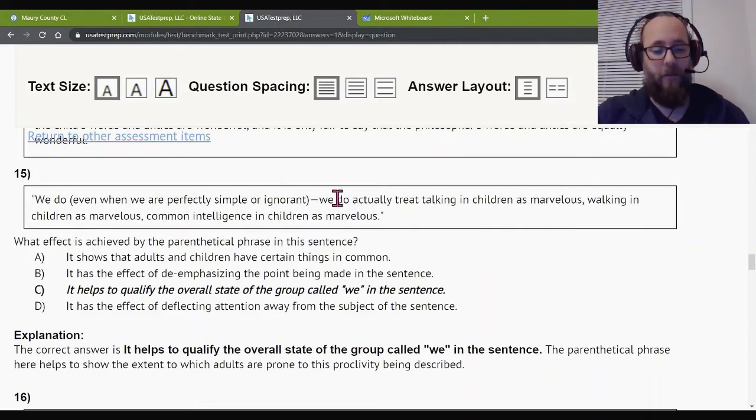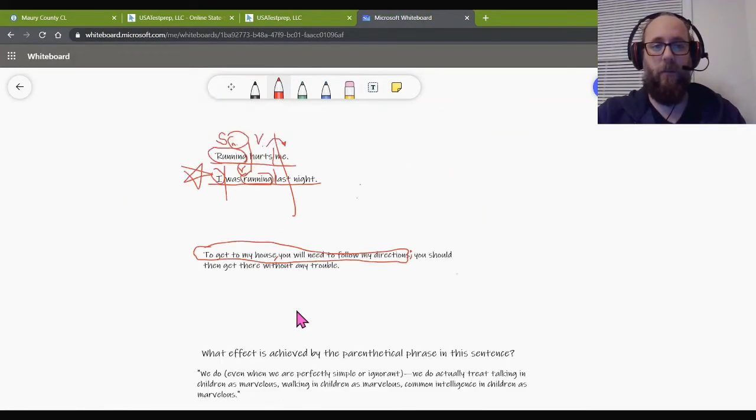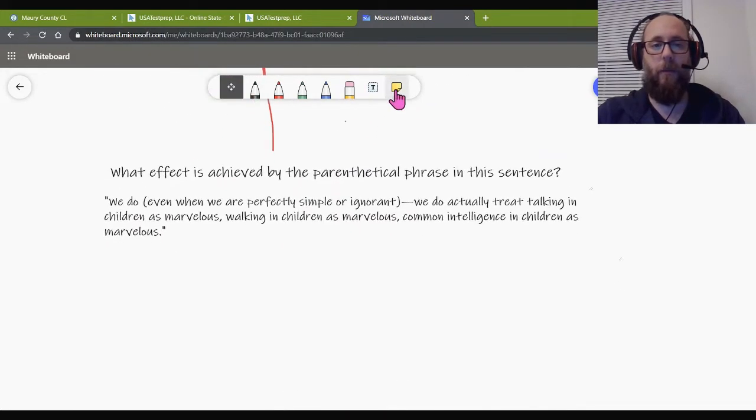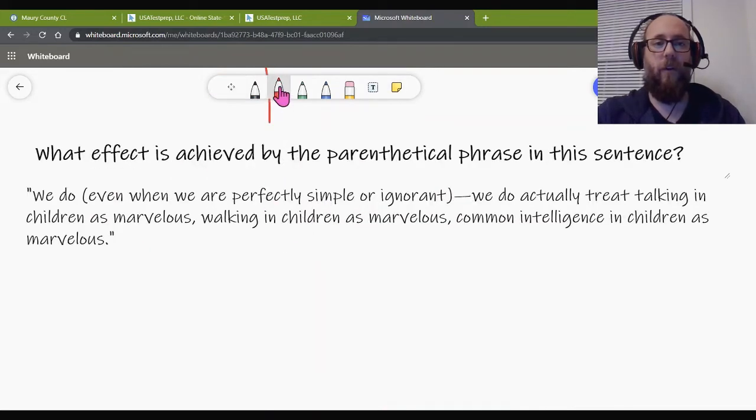I want to analyze this phrase for you guys. Let's look right here. Let's look at the question. The question says, what effect is achieved by the parenthetical phrase in this sentence? And right away, you're like, what on earth is that? This is where those root words come into play. You go, what's a word that's hidden inside of here? Parent, maybe? Maybe parentha?